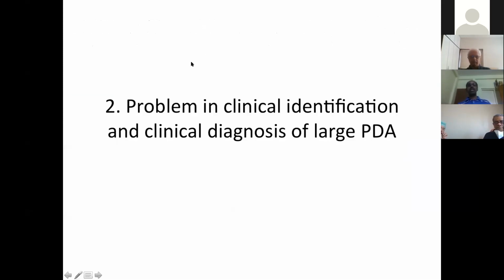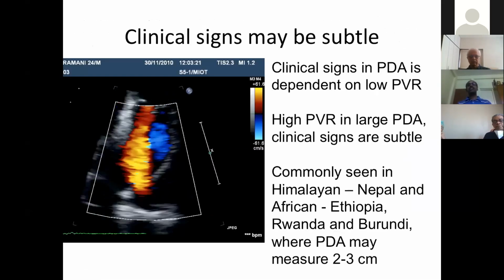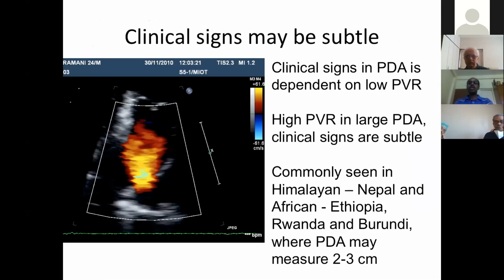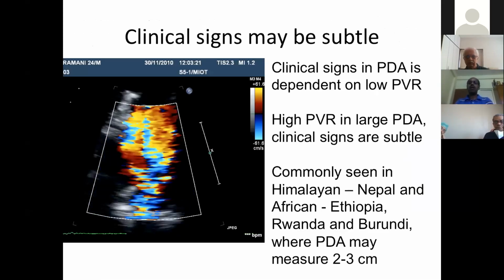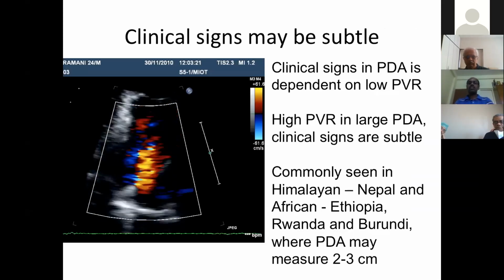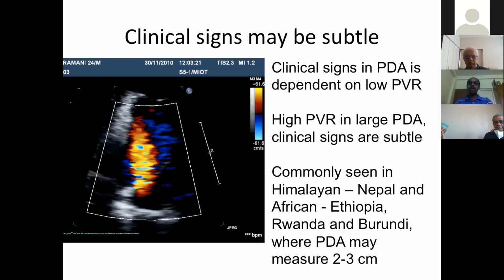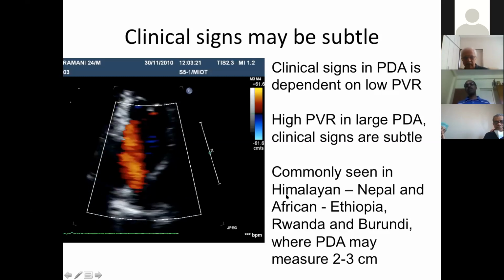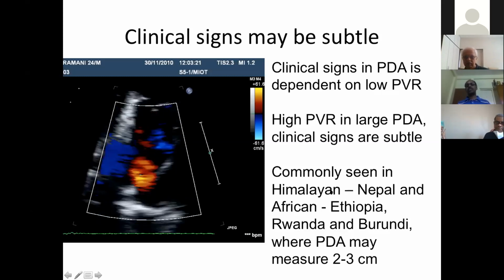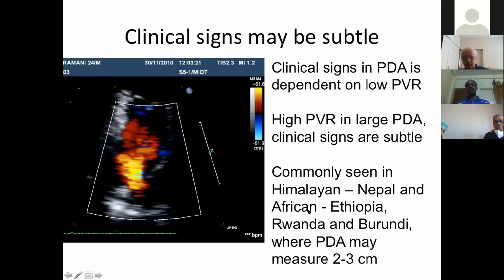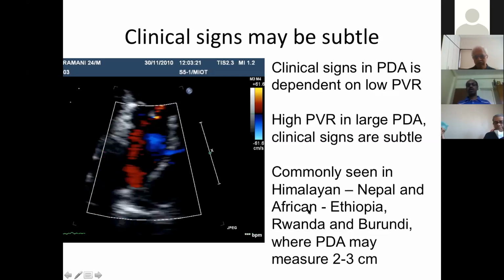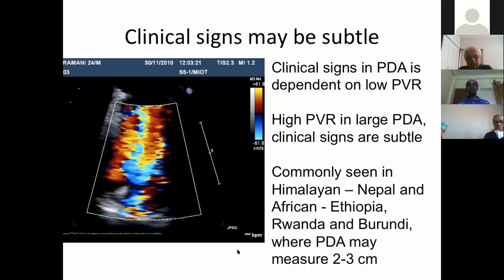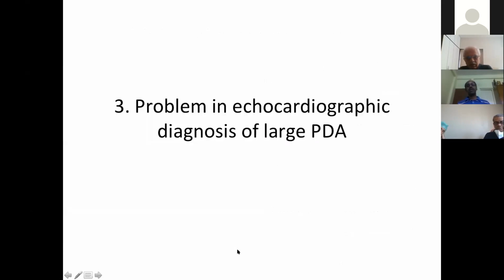What is the problem in clinical identification and clinical diagnosis of a large PDA? Clinical signs may become subtle. Clinical signs of PDA are highly dependent on low PVR. If there is higher PVR in a large PDA, clinical signs become subtle. I have seen this often whenever the PDAs are extremely massive, as in Himalayan countries like Nepal, or in African countries at high altitude as in Ethiopia, Rwanda, or Burundi, where PDAs measure 2 to 3 centimeters.